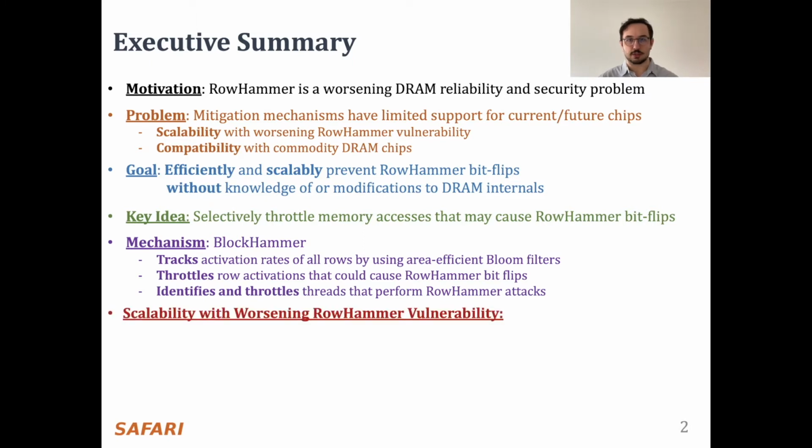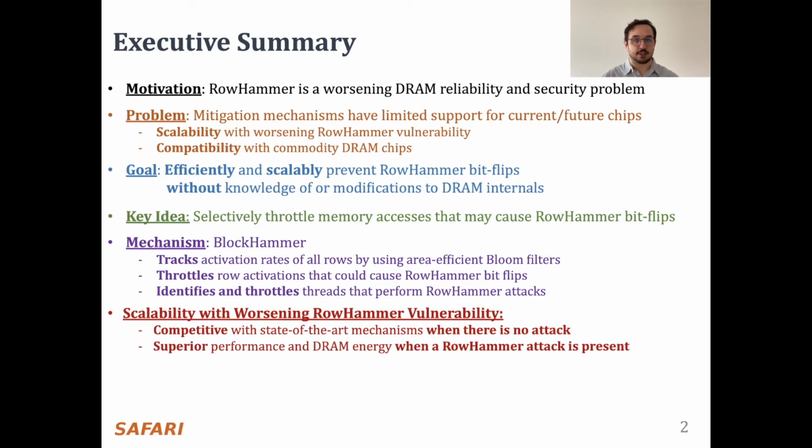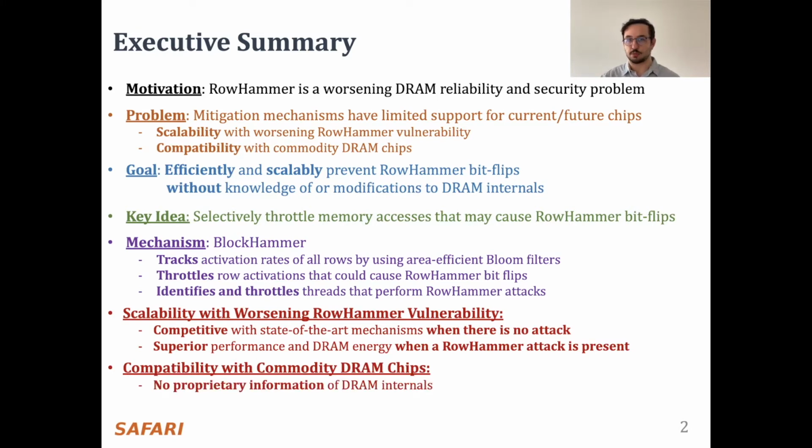We evaluate BlockHammer's scalability with worsening RowHammer and demonstrate that it is competitive with state-of-the-art RowHammer mitigation mechanisms when there is no attack in the system, and it provides significantly higher performance and lower DRAM energy consumption when a RowHammer attack is present. BlockHammer is compatible with commodity DRAM chips because it requires neither proprietary information of DRAM internals nor modifications to DRAM circuitry.